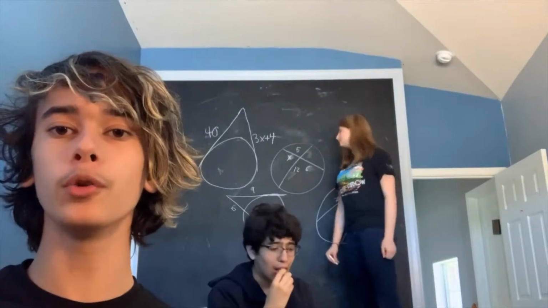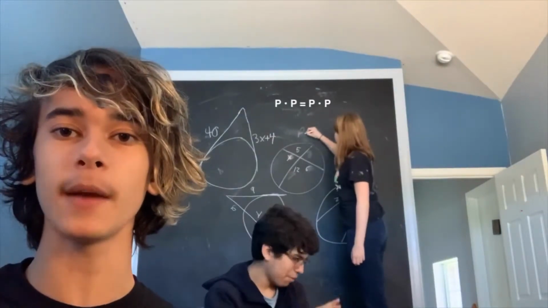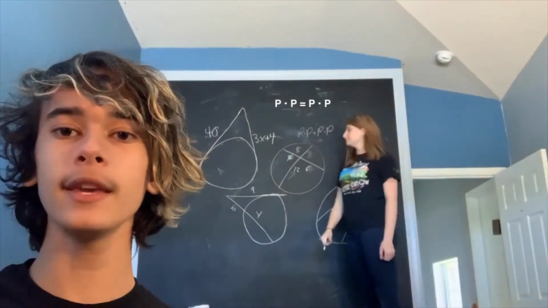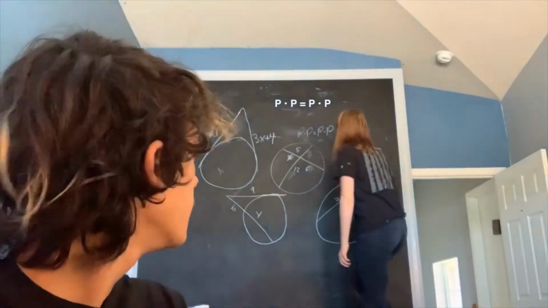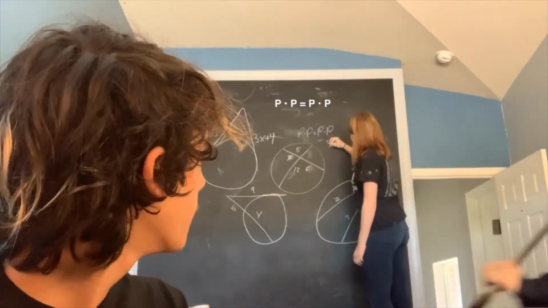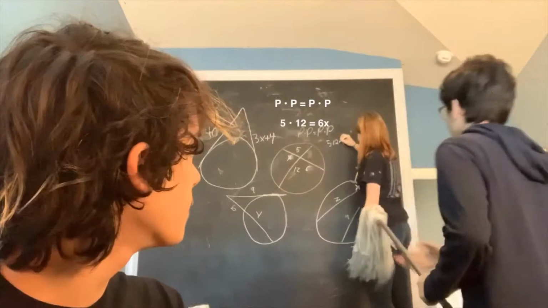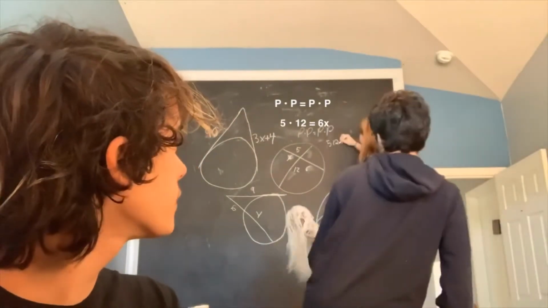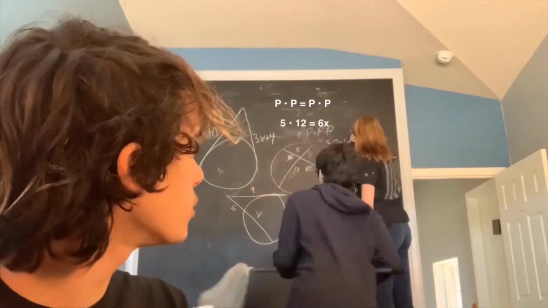Starting off with chord, you would do piece times piece equals piece times piece. So in the example problem we have, there's 5 and 12 that are on the same line. So that'll be 5 times 12 equals 6 times x, which is just 6x.